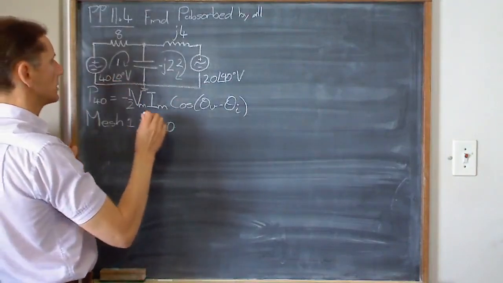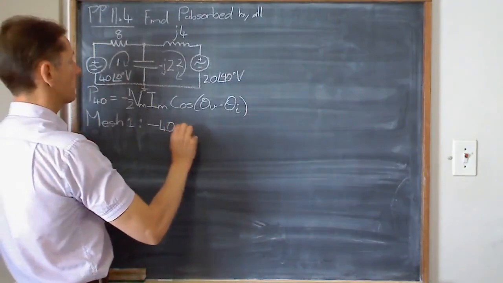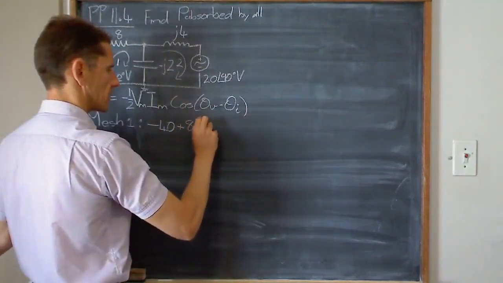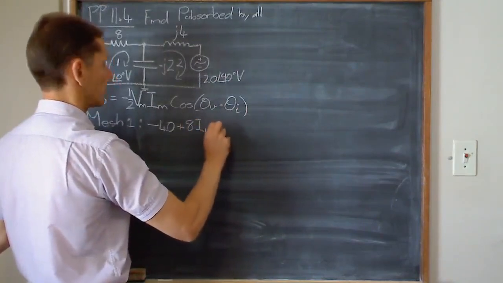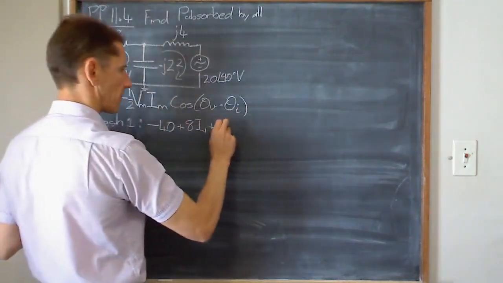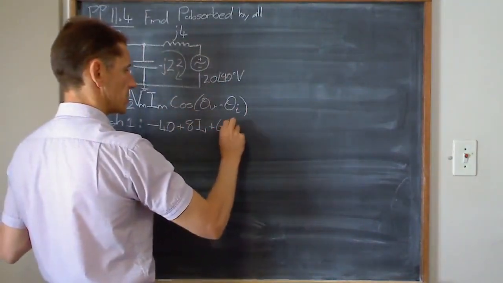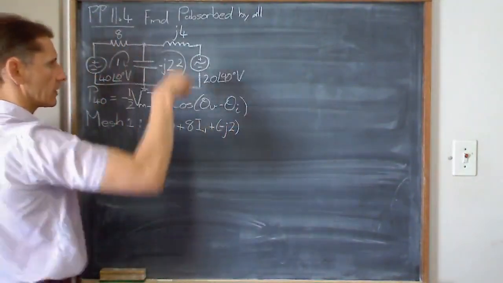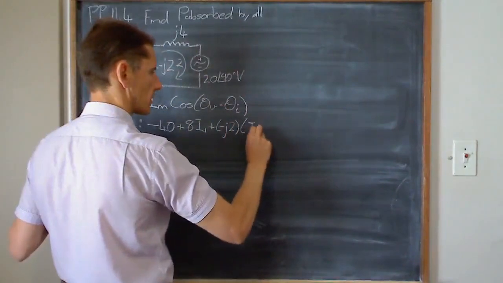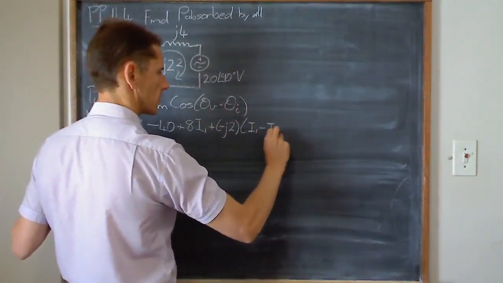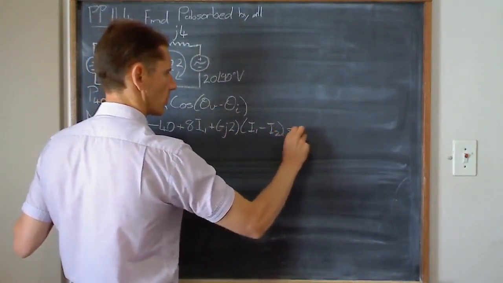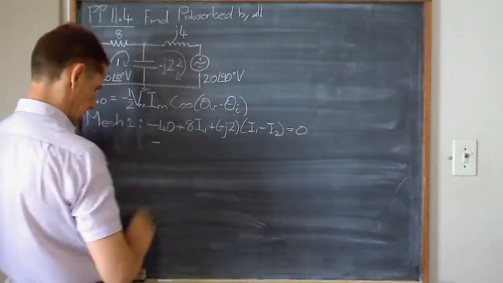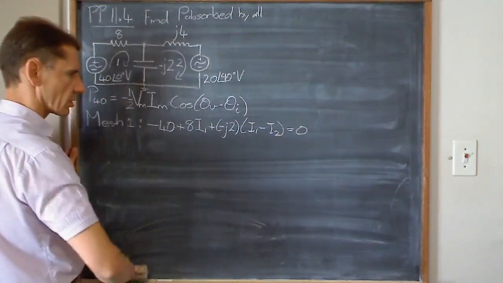Don't have that need to write that. Then plus the 1 goes through the 8, so it's 8 times I1, plus, and then we're moving through the capacitor, which is a minus J2, and then what's flowing through it? I1 minus I2. I1 minus I2, all of that equals 0. Right, so this constant is going to go to the other side.